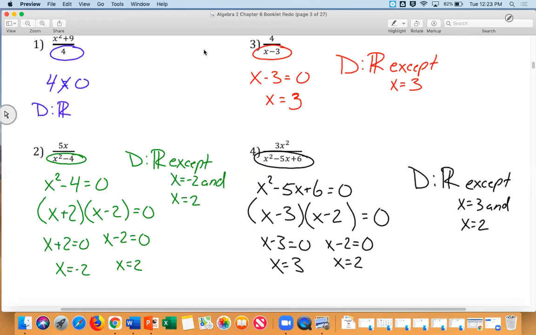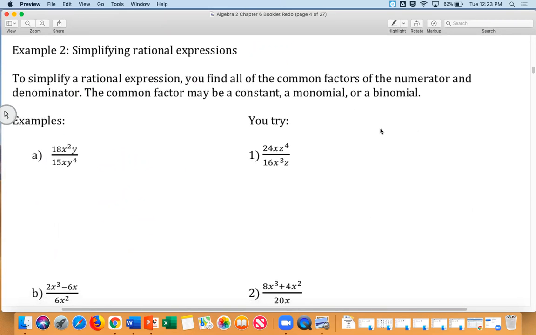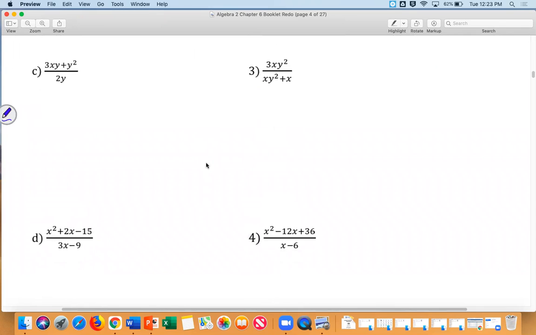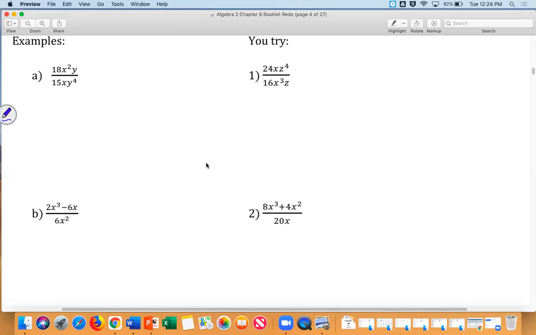So far, so good. All right. Okay, some more examples, simplifying rational expressions. You guys ready for this? All right. So a lot of the stuff we've been doing is just factoring out stuff, okay? So now some things might cancel, so we have to prepare for that. Up here, we have a couple different things, okay? I'll be going through A, B, C, and D, and you guys are going to try 1, 2, 3, and 4.